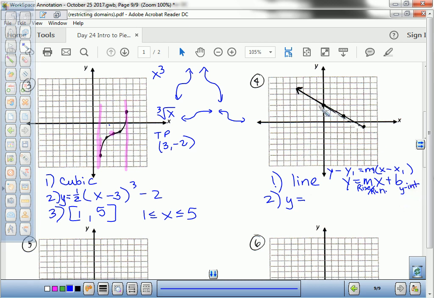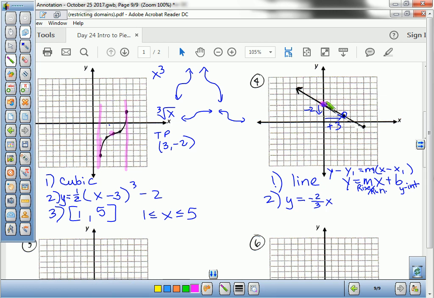B is your y-intercept. Okay, so I can count my slope. Here's a point, here's a point. I go down 2, right 3. So rise over run is negative 2 over 3. Negative 2/3. Plus, now I need my y-intercept. Well, that is my y-intercept right there. It's 1, 2, 3, plus 3.